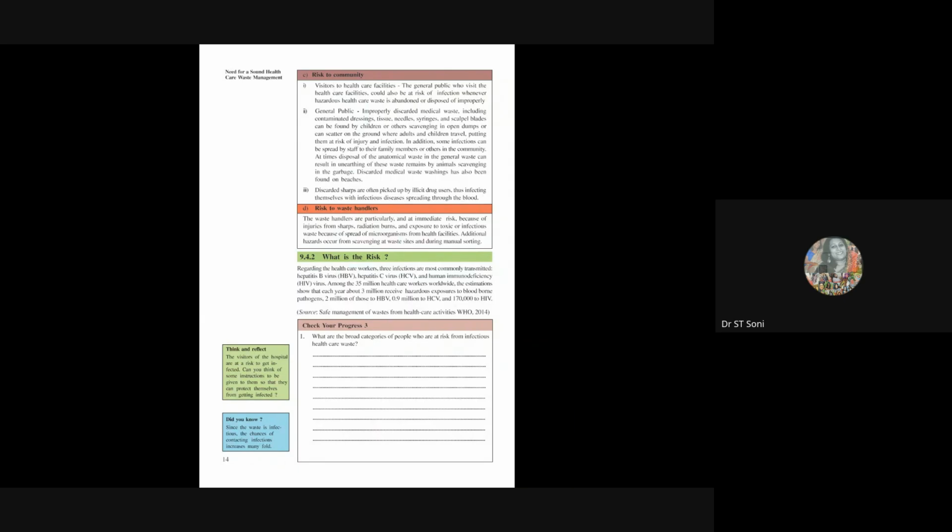So the most important risk is the commonly transmitted infections, that is hepatitis B, hepatitis C, and the HIV virus. Among 35 million healthcare workers, it has been estimated that 3 million receive bloodborne pathogen exposure, and 2 million are because of hepatitis B, and 0.9 with HCV, and lesser than that is HIV.